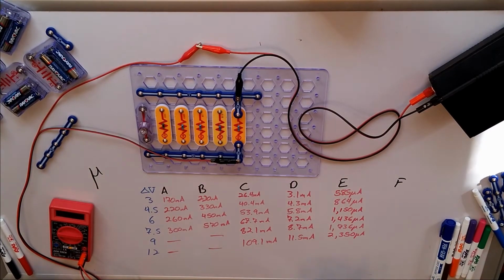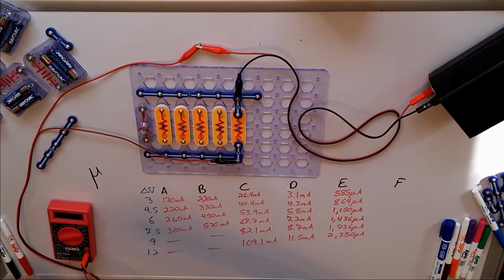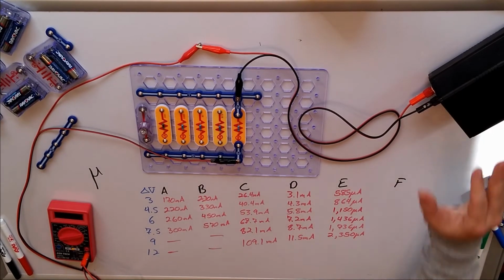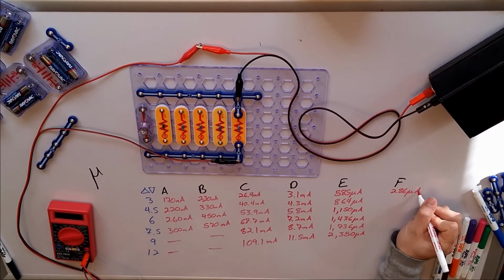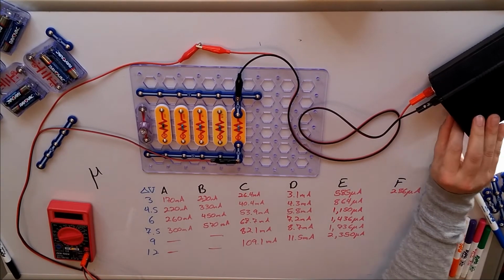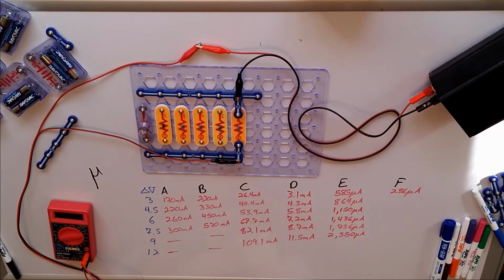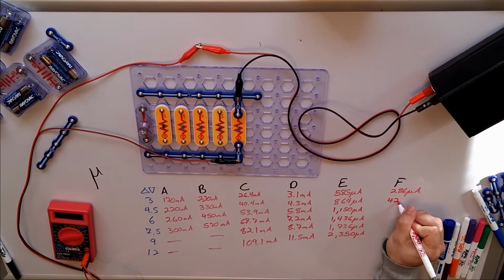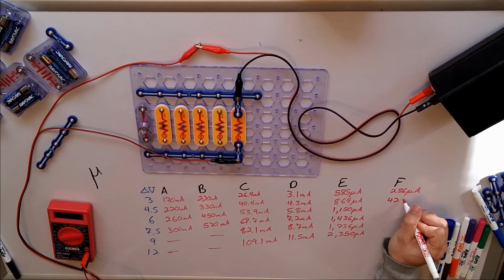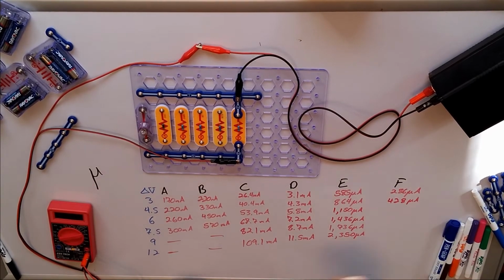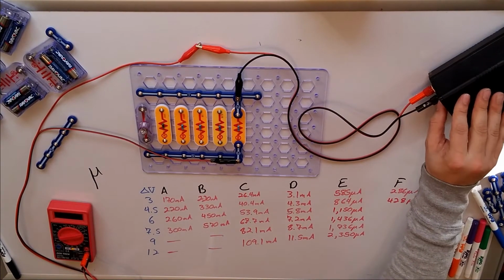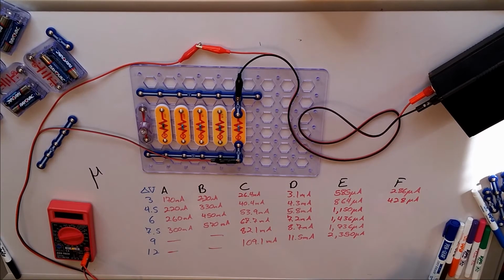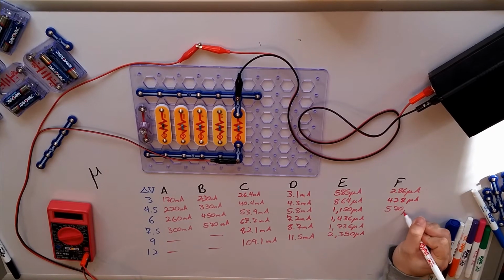Here we go. On this one, because of the settings, I know I want to go back down to microamp. So 3 volts. I've got 286 microamp. Great. 4.5 volts. I've got 428 microamp. It's going back and forth between 27 and 28. That's okay. 6 volts. About 570 microamp.